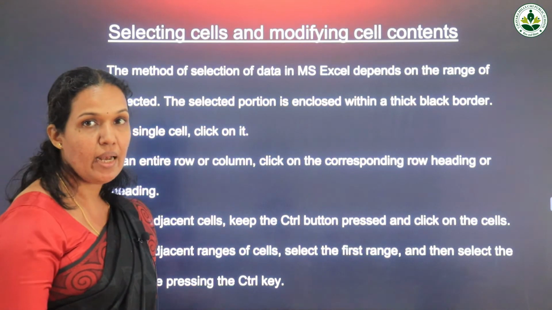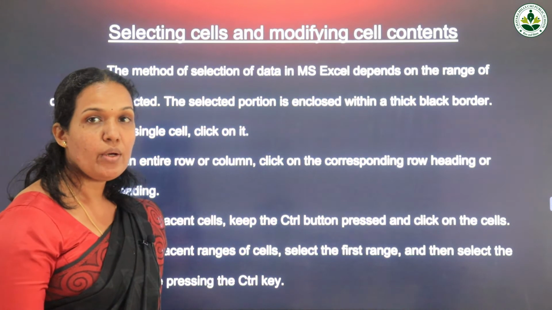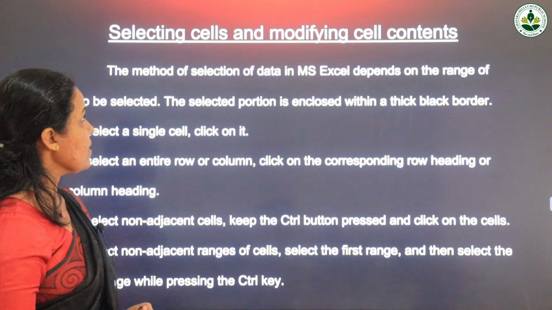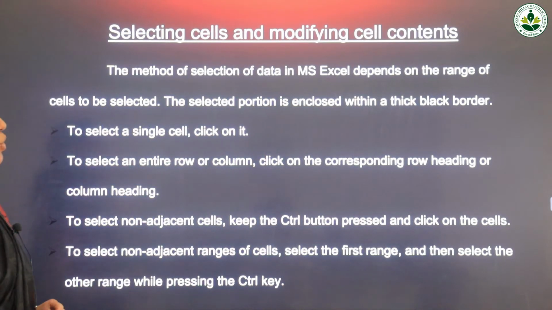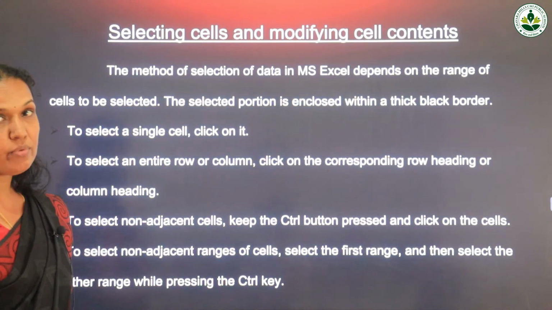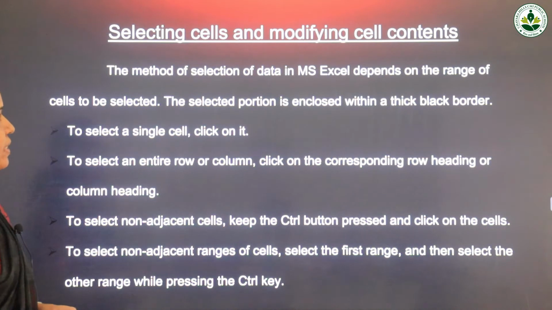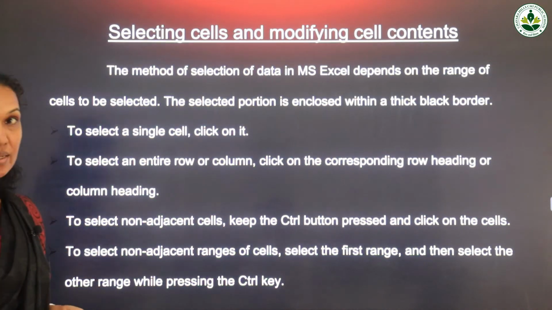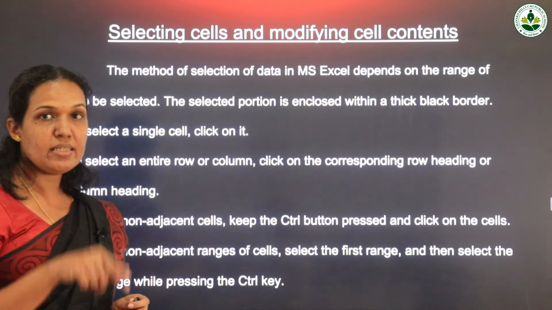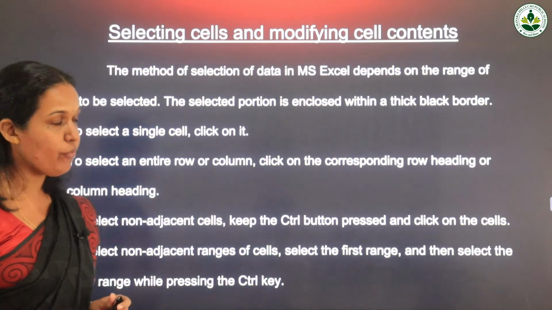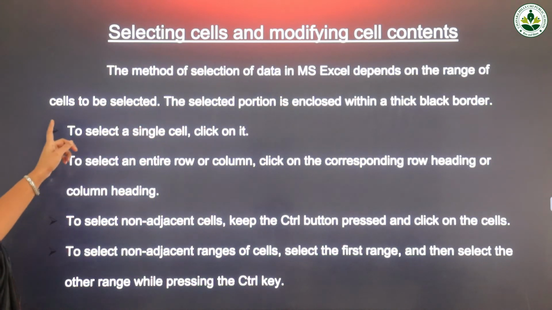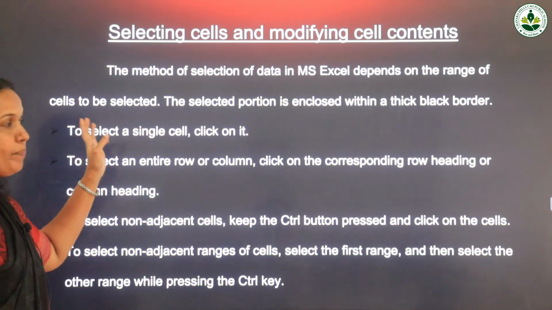So what is a cell? The intersection of rows and columns is called a cell. So how to select cells and how to modify the contents of a cell. The method of selecting data in MS Excel depends on the range of cells. So what is a range of cells? When we select adjacent cells, that is called a range of cells. So this selection depends on the range of cells to be selected.